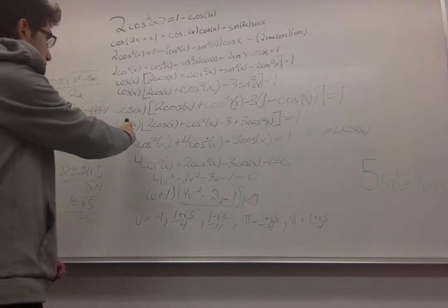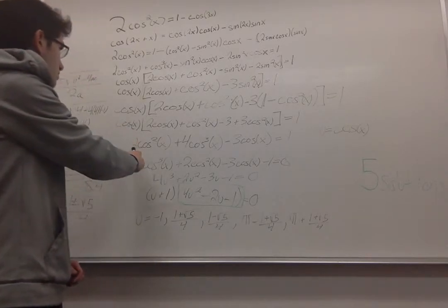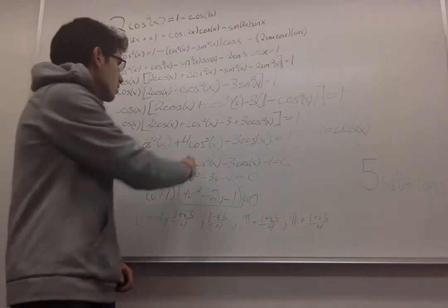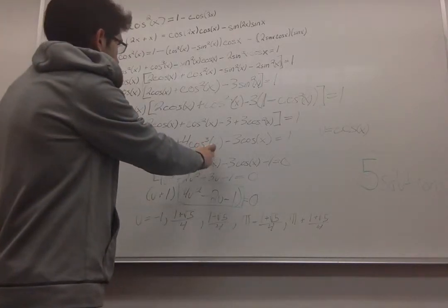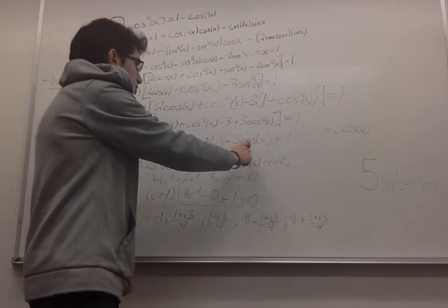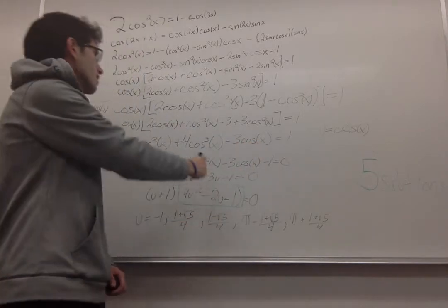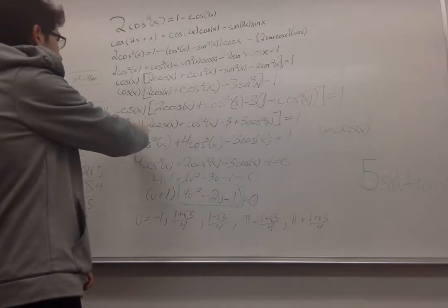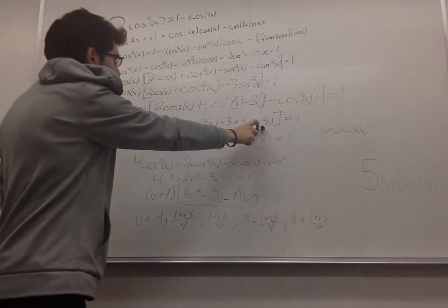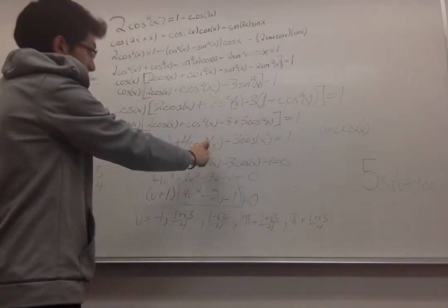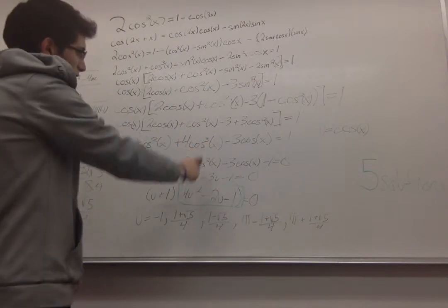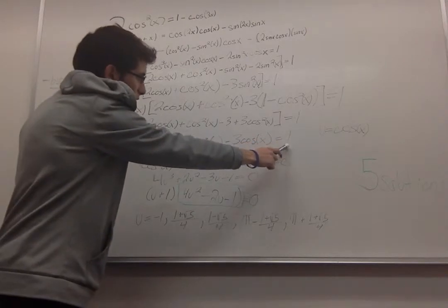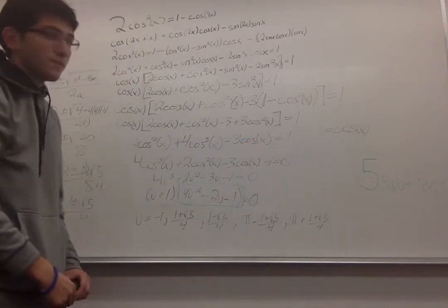And now we're going to distribute the cosx back. So it's going to be 2cos²x plus 4cos³x minus 3cosx. If you're wondering where I got plus 4cos³x, it's because when you distribute it to both these cos²x terms, they become cos³x. So you can just group them together. And now you just have to bring the 1 over here, so it'll be minus 1.